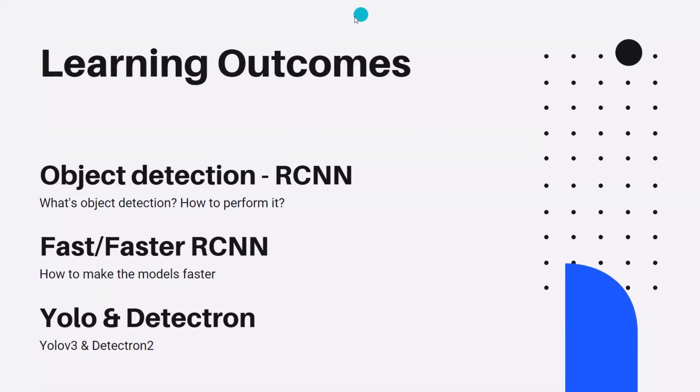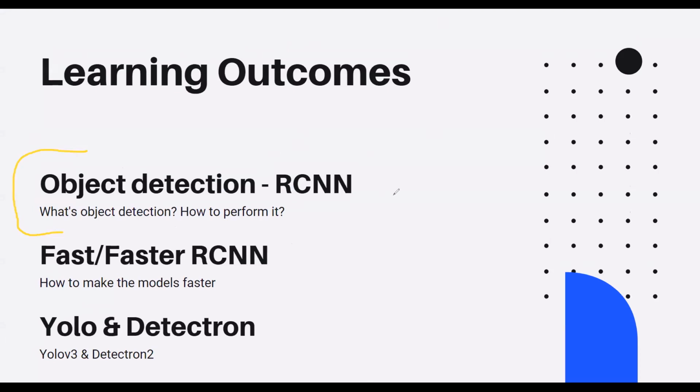So here, what we're going to cover is basically just some theory about object detection. And then we're going to check out all the different RCNN versions. So there is RCNN, fast RCNN, and faster RCNN. And then we will speak about, of course, YOLO and Detectron.